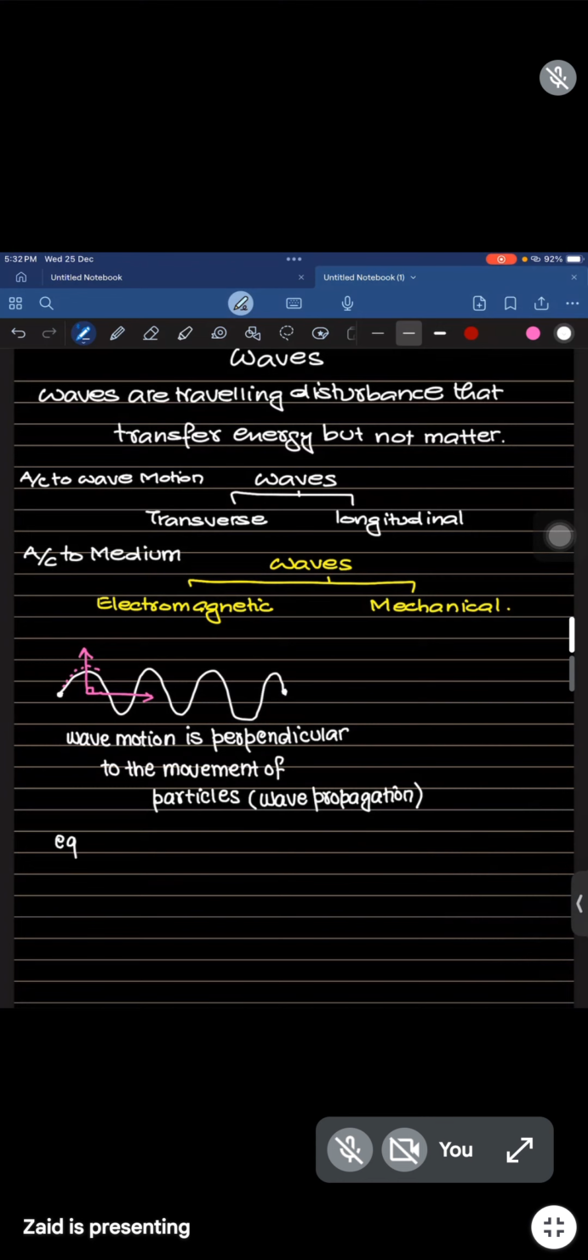Example is water wave, and you can take another example to be light waves. Okay.